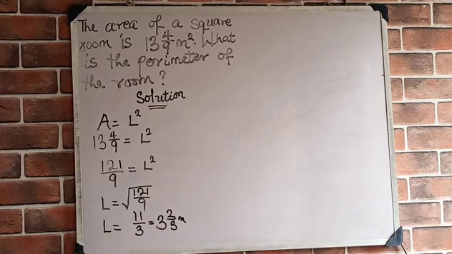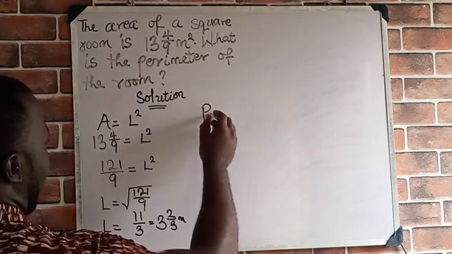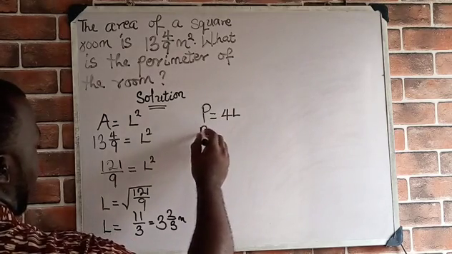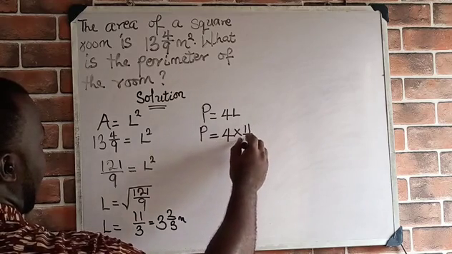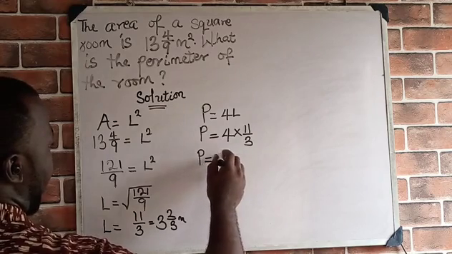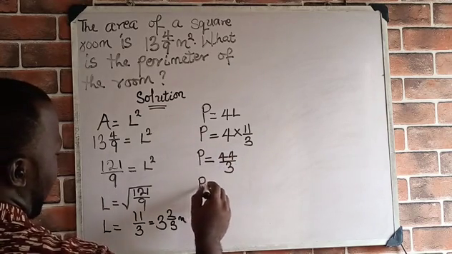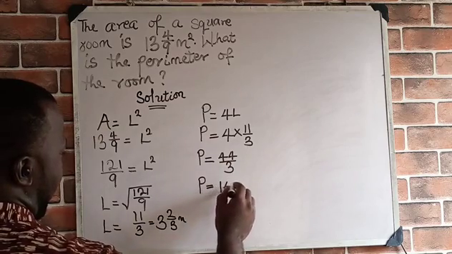And then we're asked to look for the perimeter of the square room. The perimeter of a square is 4 times the length. I have that 4 times 11 over 3, giving me a value of 44 over 3, and finally giving me 14 whole number.